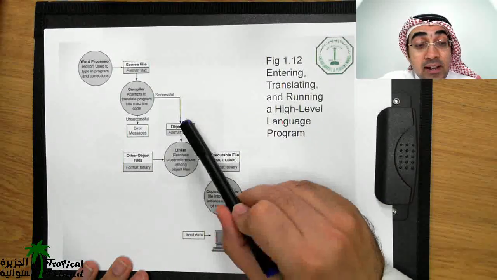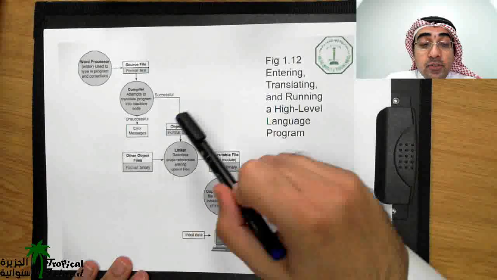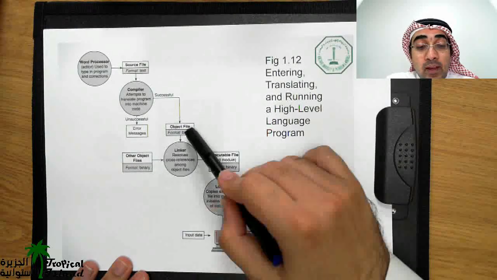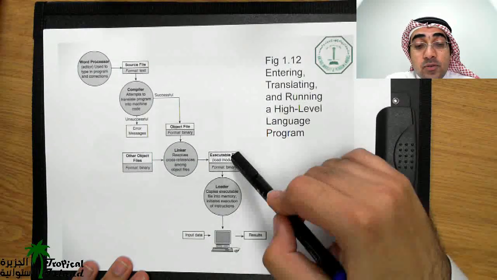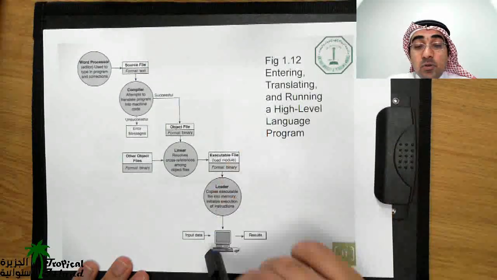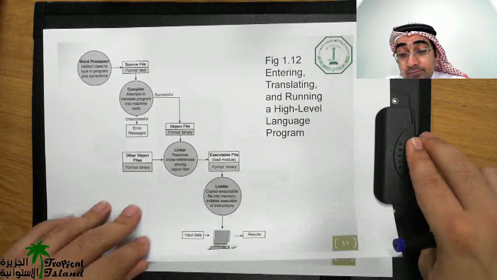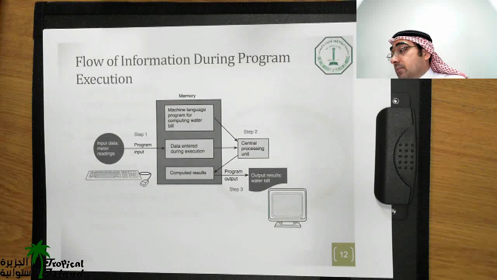Then the linker takes all the object files that you have, links them together, and sees if they can actually talk to each other. If everything is resolved, it generates an executable file, which is something you can run on your PC. So this is basically something pretty simple.